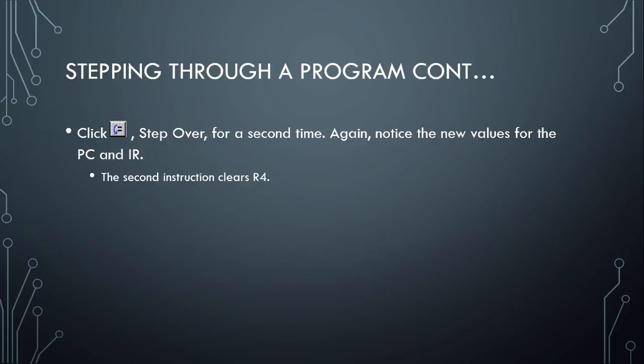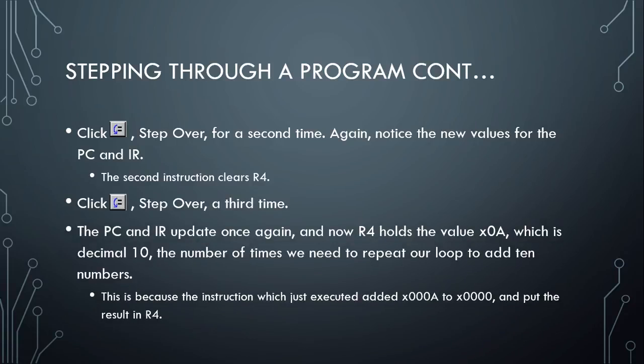Then if we click on the step over icon a second time, we'll notice that there are new values for the program counter and the instruction register. The second instruction clears register 4. If we click step over again a third time, the program counter and instruction register update once again, and now register 4 holds the value 0A, which is decimal 10, the number of times we need to repeat our loop to add 10 numbers. This is because the instruction, which just executed, added 000A to 0000 and put the result into R4.